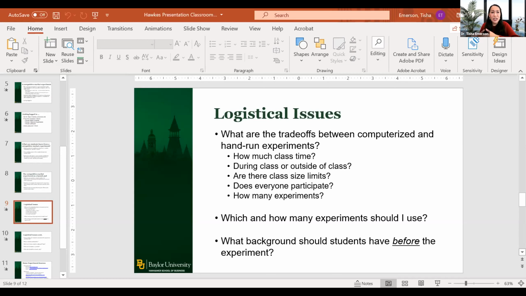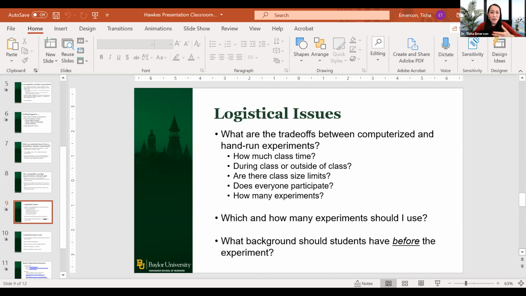I also have done a study that showed that there was no difference in student learning between the computerized and the manually run. So I don't think you need to worry about student achievement and learning being different between the two. But I do feel there's a little bit of a difference in the extent to which you can build community in the classroom between the computerized and the manually run. But what I'm going to do is use a mix.